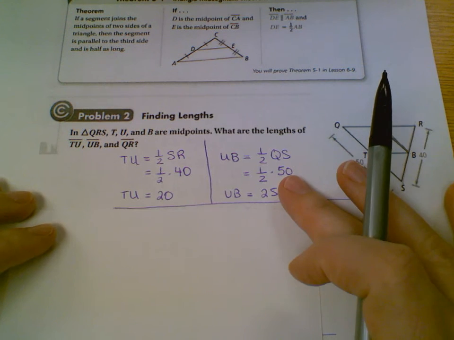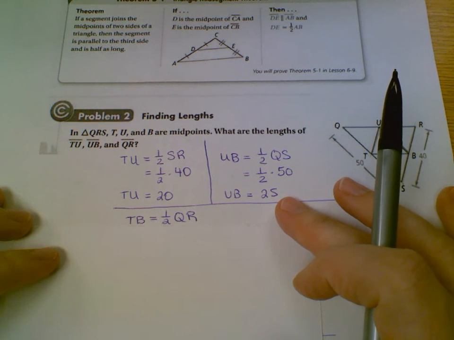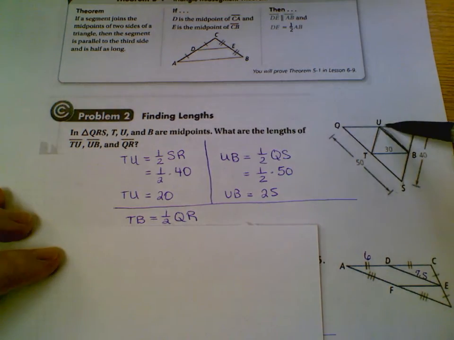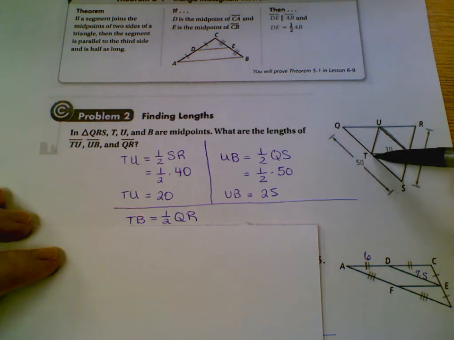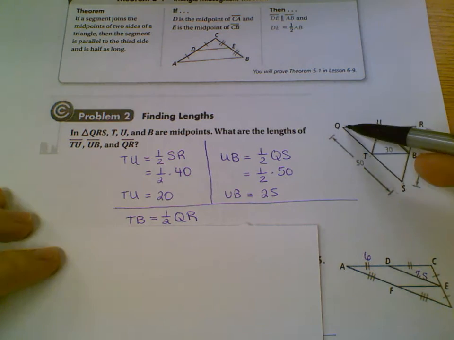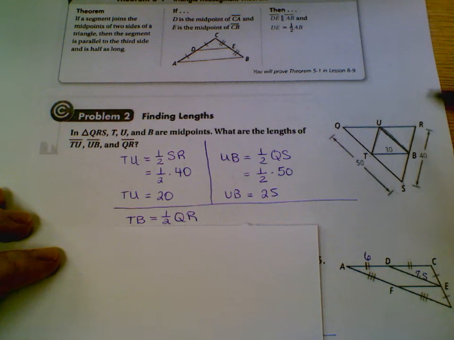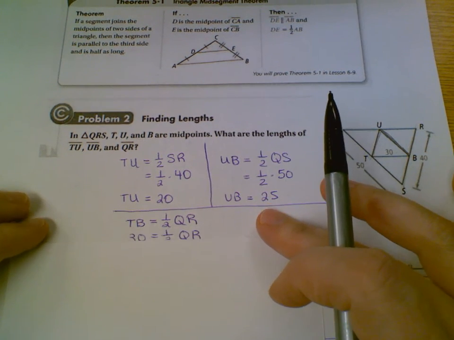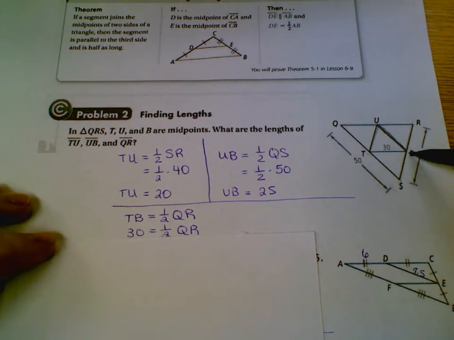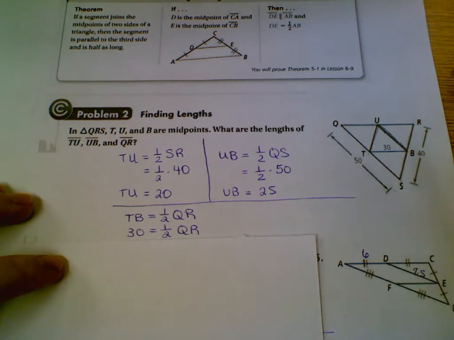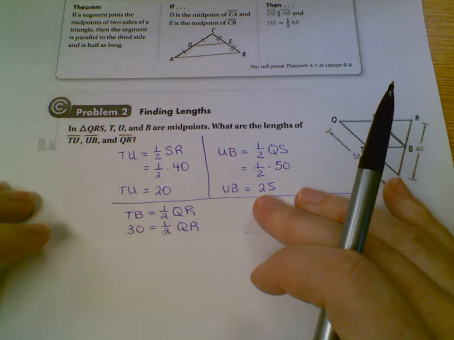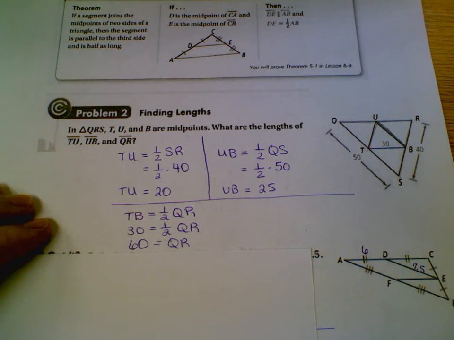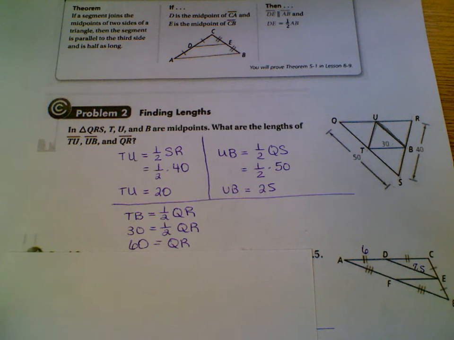So on the last one, I have QR. QR is parallel to TB. So TB would be equal to half the length of QR. So then I plugged in that I know that TB is 30. So in other words, I'm going to double this and multiply 30 by 2 and get 60. Alright, you're going to pause the video and try the next question.